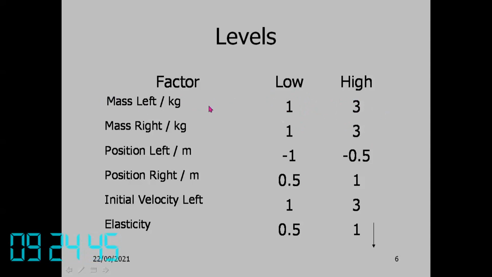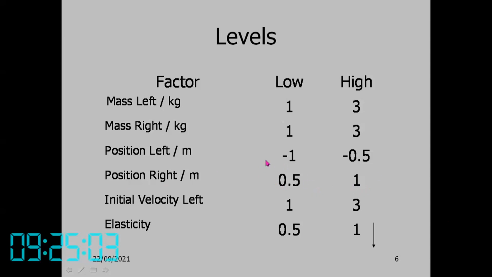So mass of left, low, let us keep 1, high, let us keep 3 kg. Mass of right, low, let us keep 1, high, again the same, 3 kg. Then position of the left ball can be -1 or -0.5. Position of the right can be 0.5 or 1.